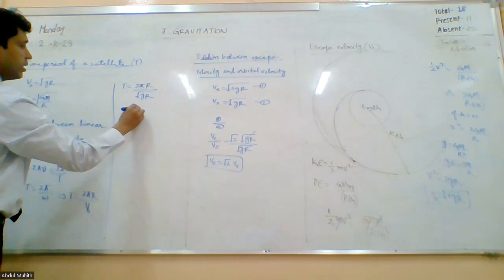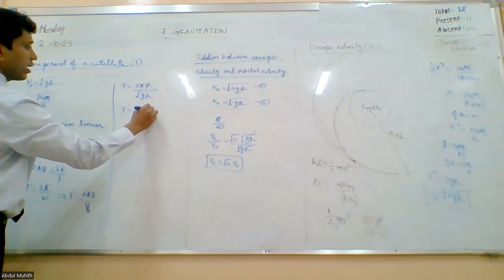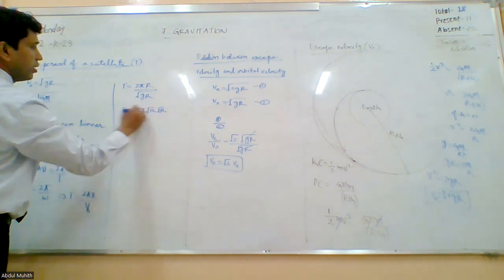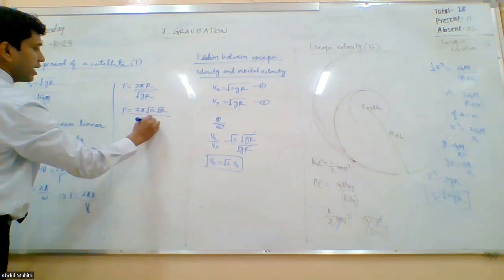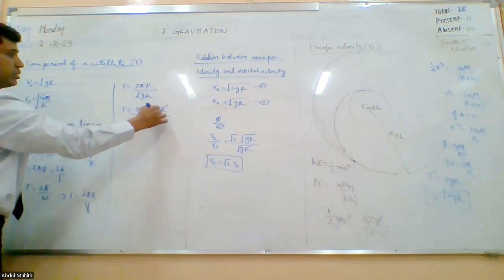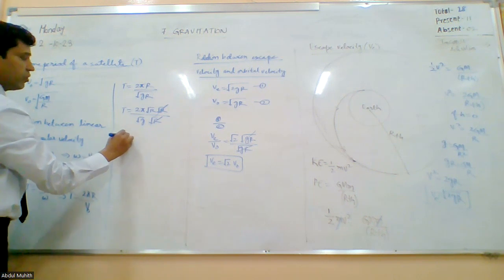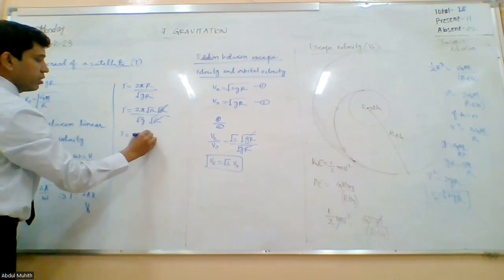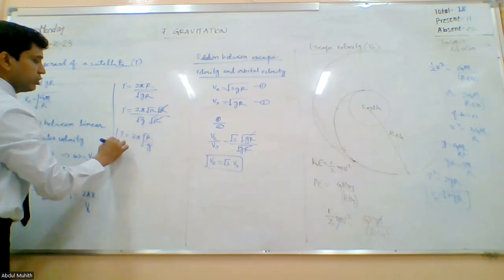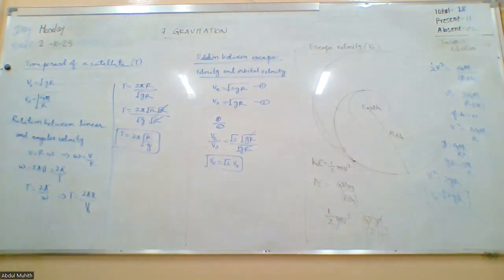Can we cut it? This will become root R, right? Root R into root R divided by root G into root R. Can we write like this? Yes. So this and this will go away. What else is left now? T is equal to 2 pi under root R by g. So this is the formula for time period of a satellite, where R is the radius of the Earth and g is the gravity.